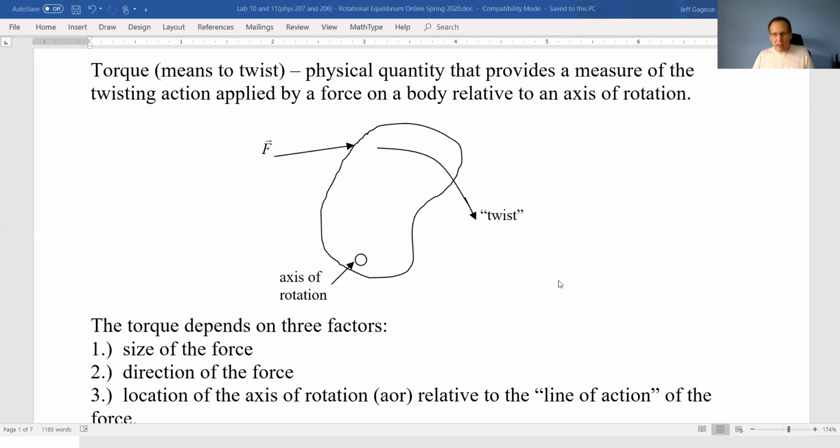Okay, so let me go to the iPad and explain this more carefully. Let's say we have this object. Let's draw an object here. Let's say it's free to rotate about this point right there. This is what's called the axis of rotation.